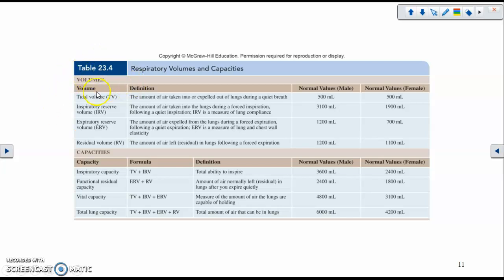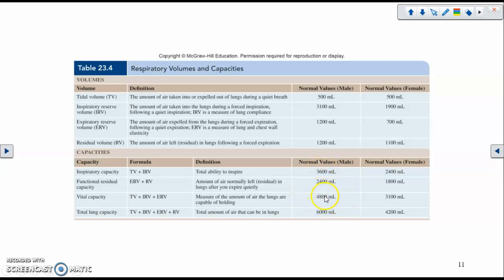What actually happens is, if you think about it, the total lung capacity is constant. Okay, 6,000 mils, 4,200 mils for females. If one of these values is small, let's say the inspiratory capacity is smaller, it's still going to be 6,000 mils. So some of that volume is going to be transferred to functional residual capacity, or to vital capacity. If vital capacity becomes smaller, primarily speaking you might have a bigger residual volume.